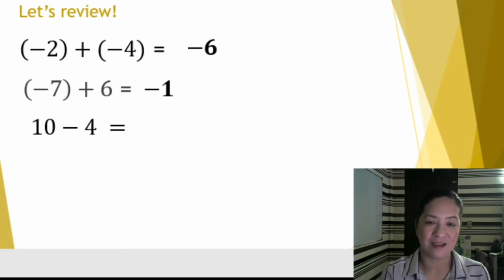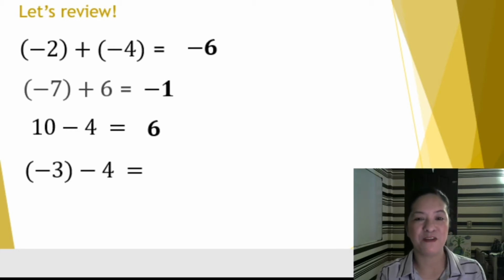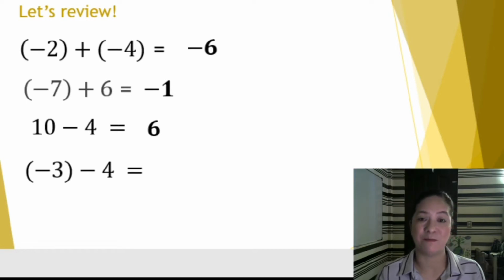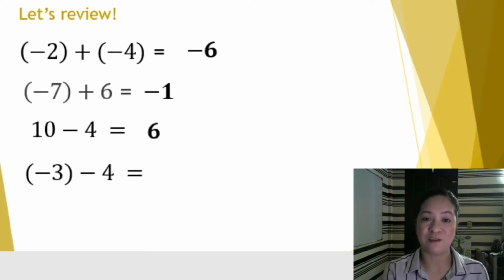10 minus 4? It's easy. That's equal to 6. Very good. But how about if you have negative 3 minus 4? Oh, looks complicated because of the negative sign. Remember, when we are subtracting signed numbers, just get the opposite of the subtrahend. Our subtrahend here is positive 4. So get the opposite of that. Okay, that's negative 4. And proceed to addition. So, negative 3 plus negative 4, that is negative 7.